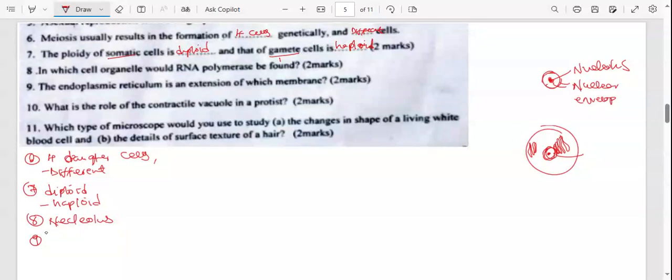Since this is a nuclear envelope, we'll write the answer as an extension of the nuclear envelope.